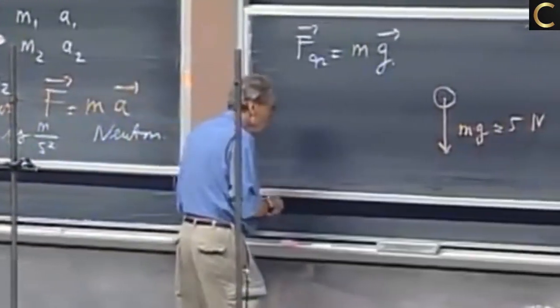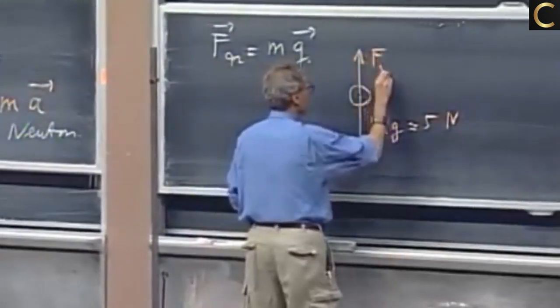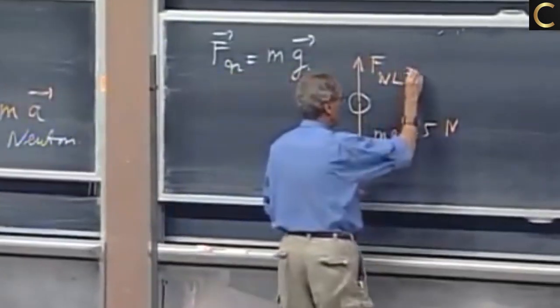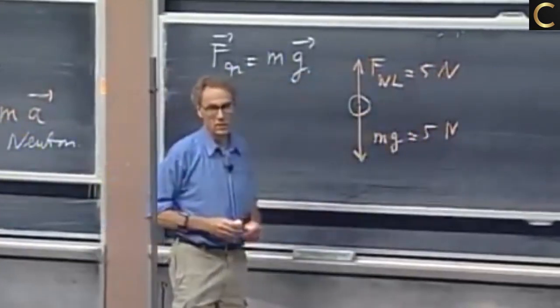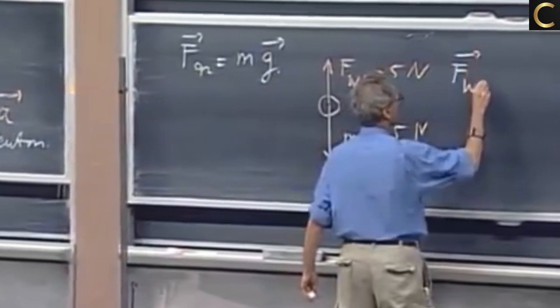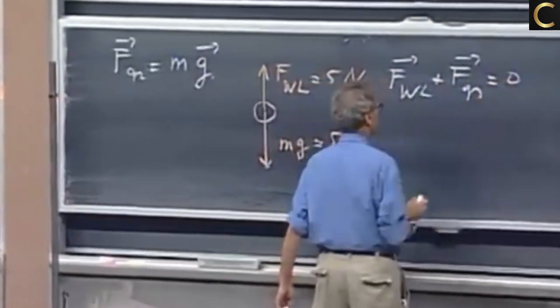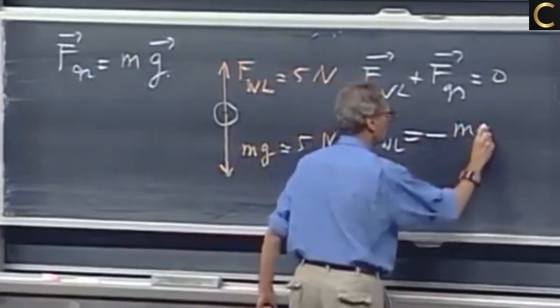Therefore, it is very clear that I, Walter Lewin, must push up with a force from my hand onto the ball, which is exactly the same 5 newtons. Only now is there no acceleration. So I can write down that the force of Walter Lewin plus the force of gravity equals 0. Because it's a one-dimensional problem, you could say that the force of Walter Lewin equals minus mg.